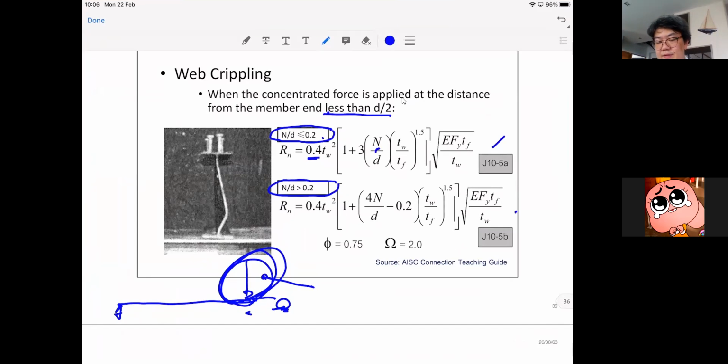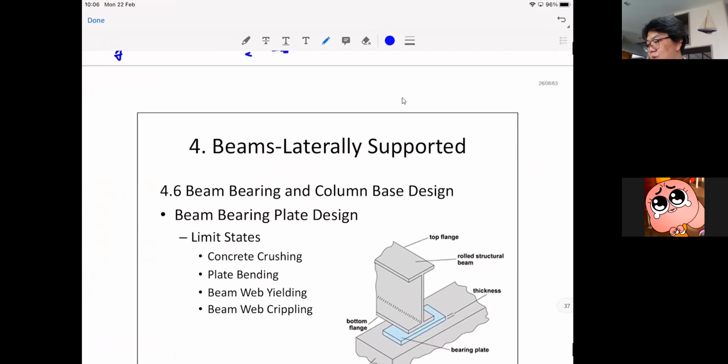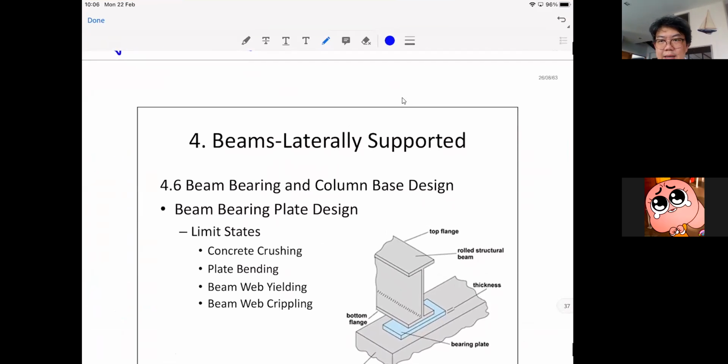All right. So that's it. Now we are done with the additional. It's time to learn another aspect that is somewhat related to the concentrated load. It's about the beam bearing and the column base plate design.